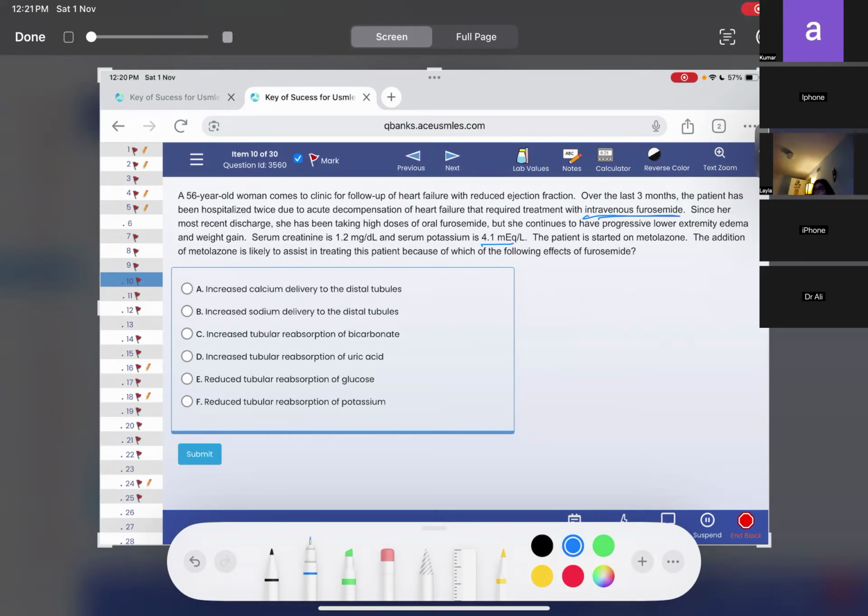So they are asking in the question about a patient with heart failure with reduced ejection fraction. They have given furosemide. So furosemide is a loop diuretic.